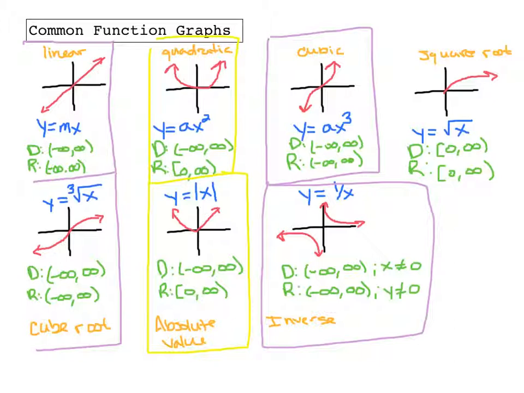So the quadratic and the absolute value share characteristics. They're symmetric across the y-axis. The linear, cubic, cube root, and the inverse functions share the fact that they're symmetric across the origin, just flipping over the origin. And the square root is not symmetric over anything. So this will be summarized in the next slide.